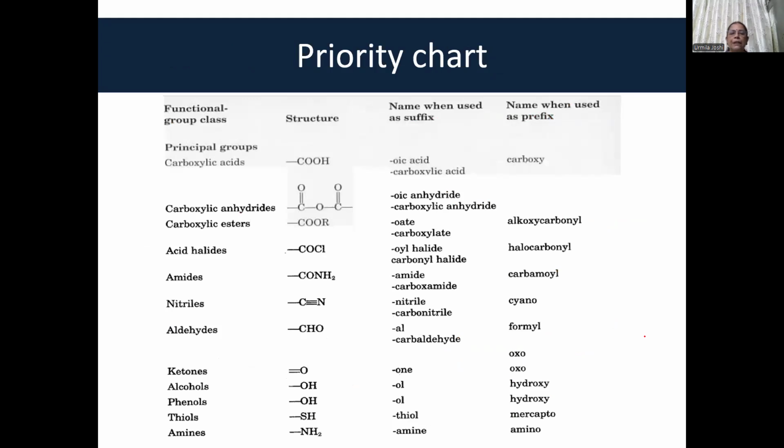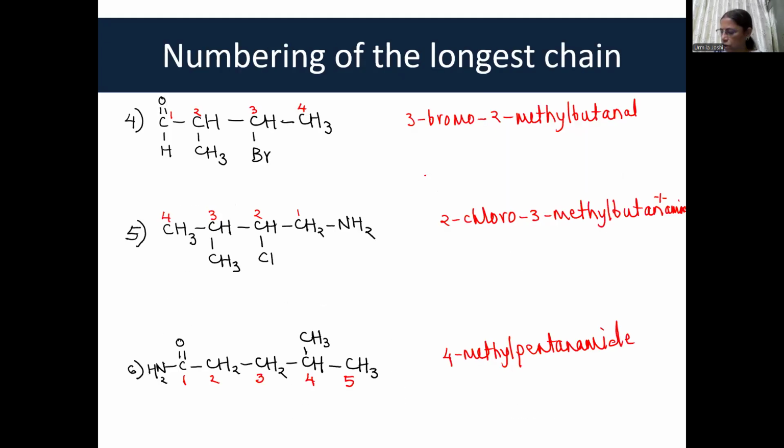This is the priority chart for your perusal. Just try to understand some things. In case of carboxylic acid, name when used as a suffix. The suffix is oic acid only when you take the carboxylic acid carbon in the parent chain. If you do not take the carboxylic acid carbon in the parent chain, then you use carboxylic acid. For example, I will draw a structure over here.